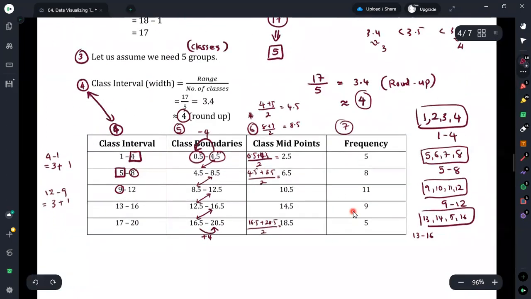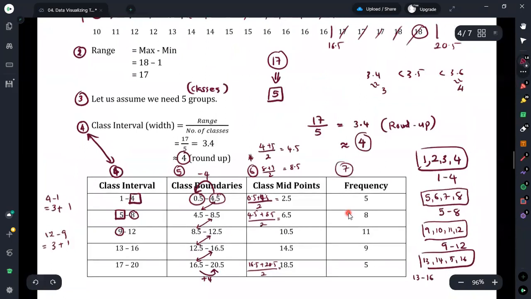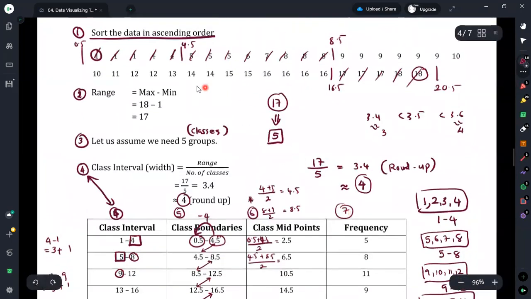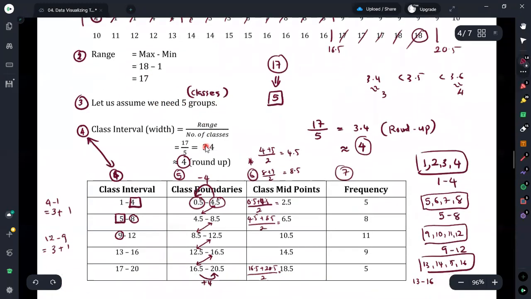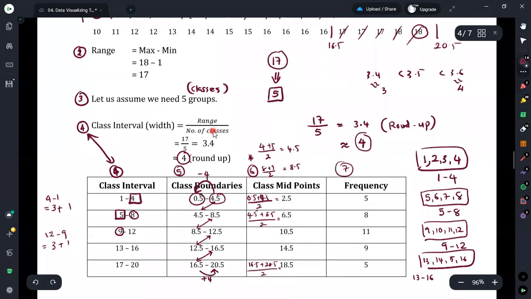Therefore, if I have a quick go through the steps: sort the data in ascending order, calculate the range using the maximum minus minimum, then define the number of classes based on the range, then divide the range by the number of classes to define the class width, and if you are getting a decimal value, you always have to round it up.